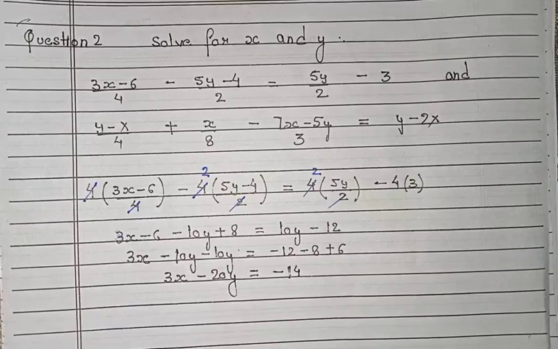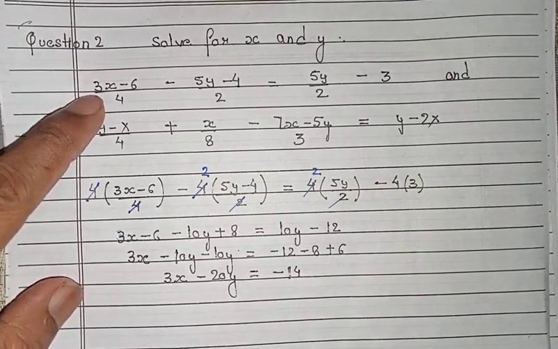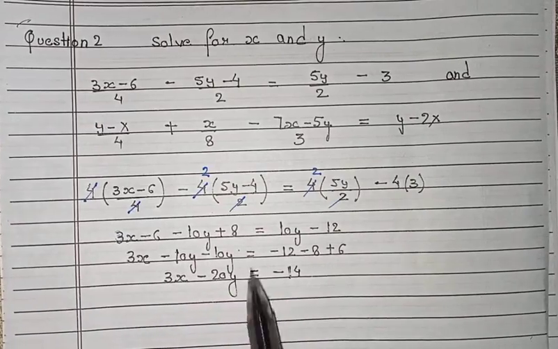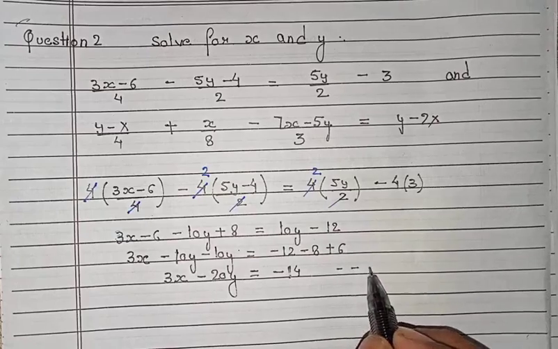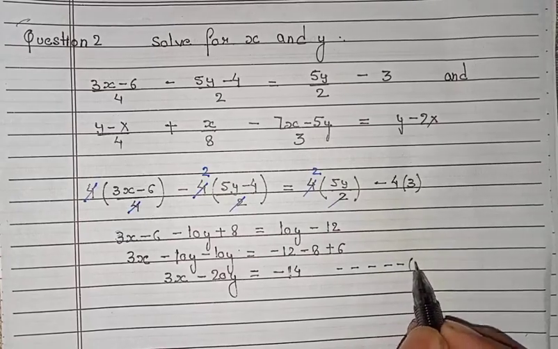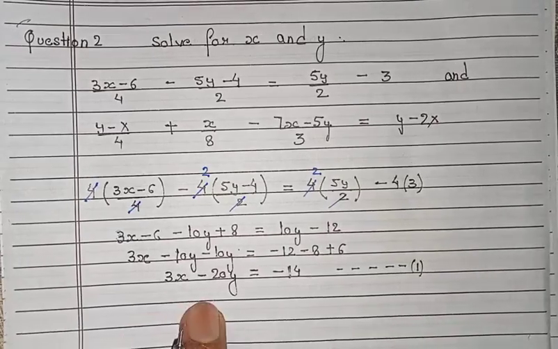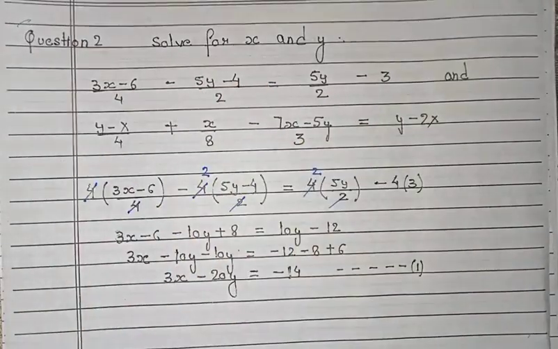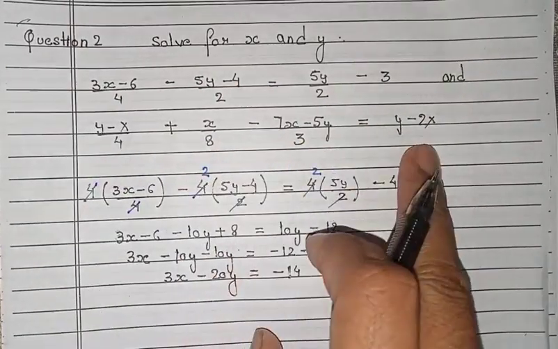So you can see the first equation that was in the fraction form has been reduced, and we have got it in the simplest form. So this is our equation number 1. Here we have converted it into the integer form. We have removed all these fractions here. Now moving on to the second equation.